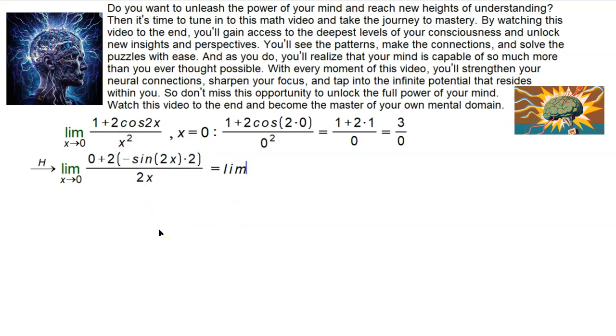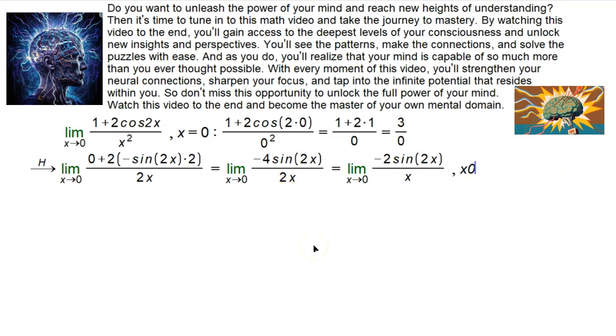Let's clean this up a little bit quickly. So the limit as x goes to 0 of negative 4 sine of 2x over 2x. Let's clean this up again a little bit. So limit as x goes to 0, you can divide negative 4 by 2 to get a negative 2 sine 2x. In the bottom you have just x. But look what happens when x is 0. In this particular case, you're going to have negative 2 sine of 2 times 0 over 0.